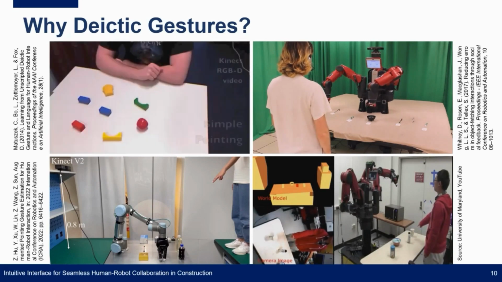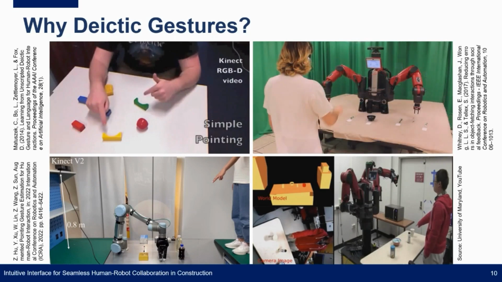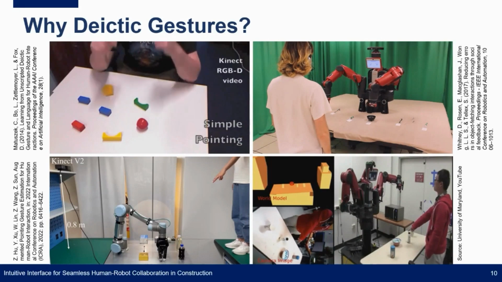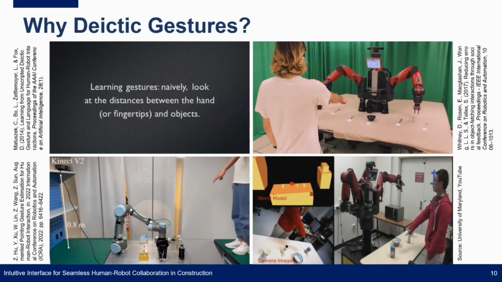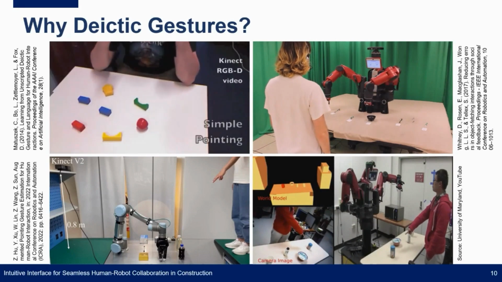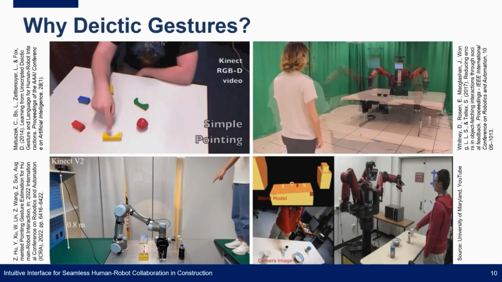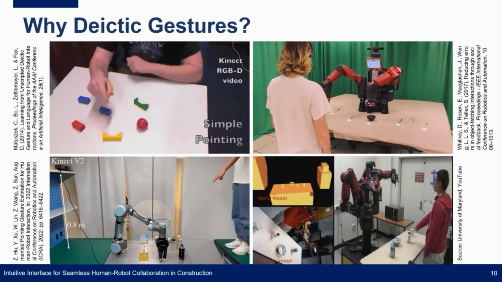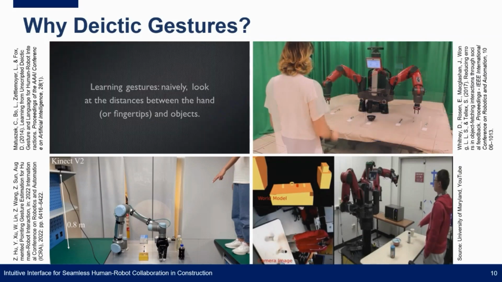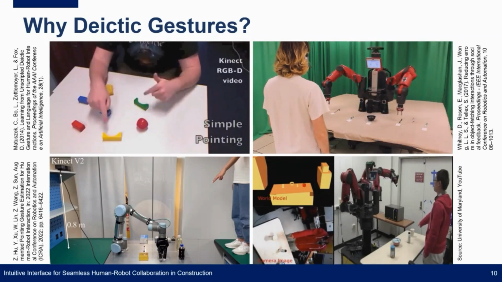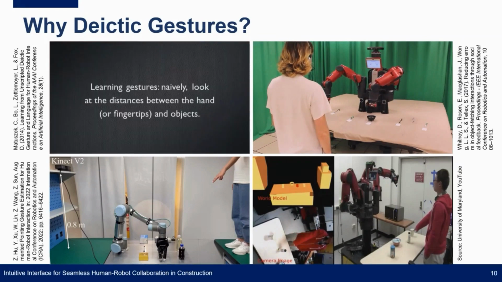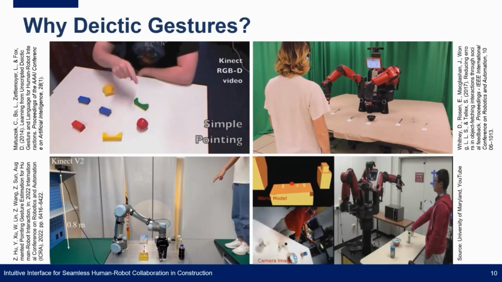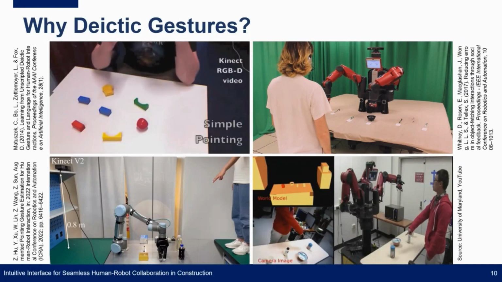The current limitation is that such research in using deictic gestures to control robots has only been investigated in general robotics domains, and their applications were greatly different from construction applications. As you see in this video, most of the research involves several objects on a table, and the humans are pointing at one of those objects. So the scale was small, and the dimension was only two-dimensional.